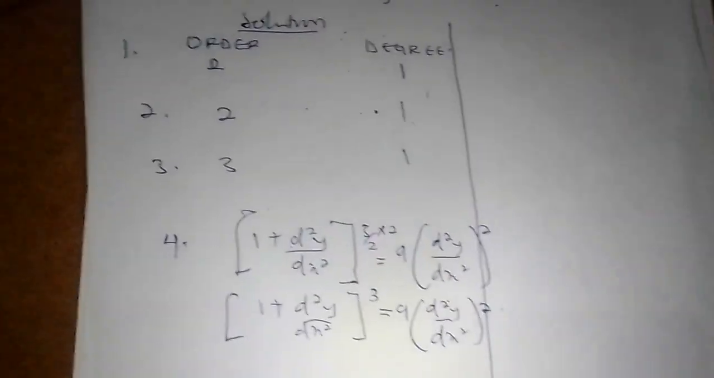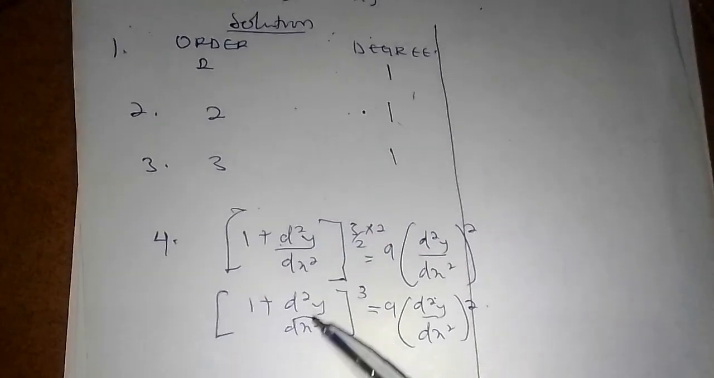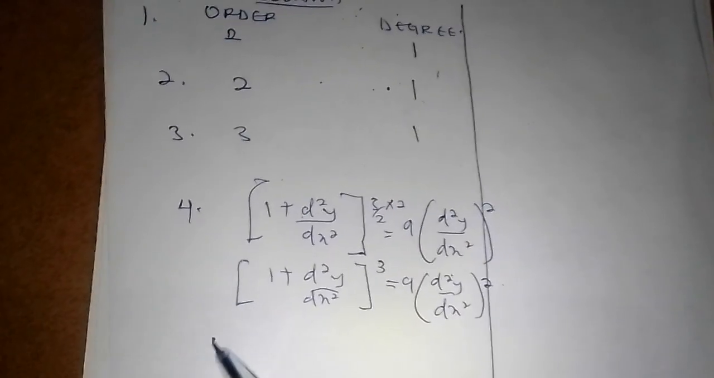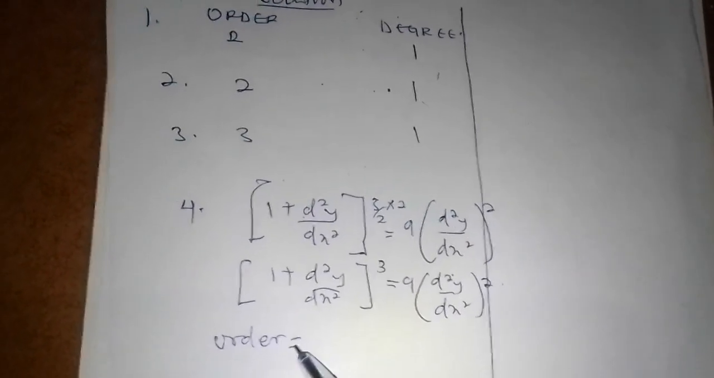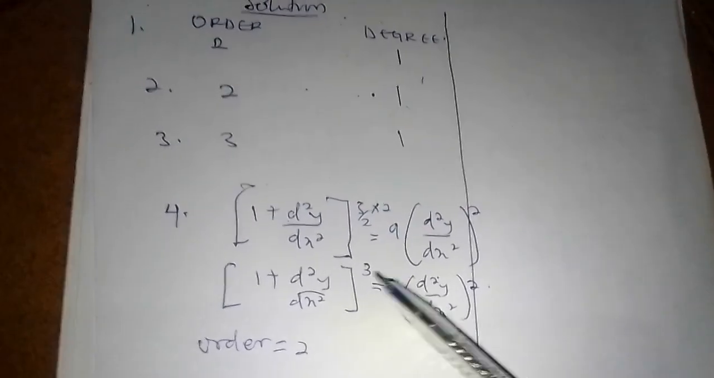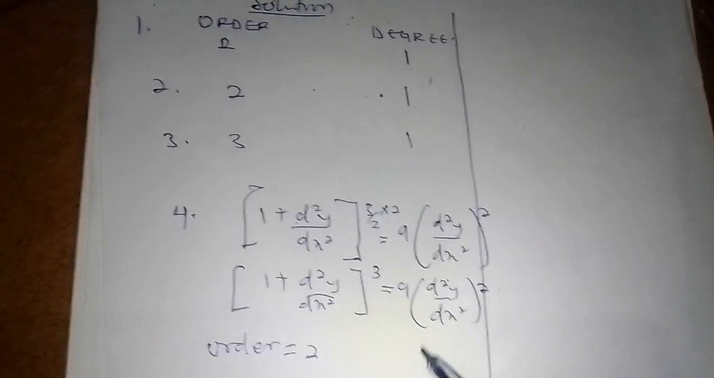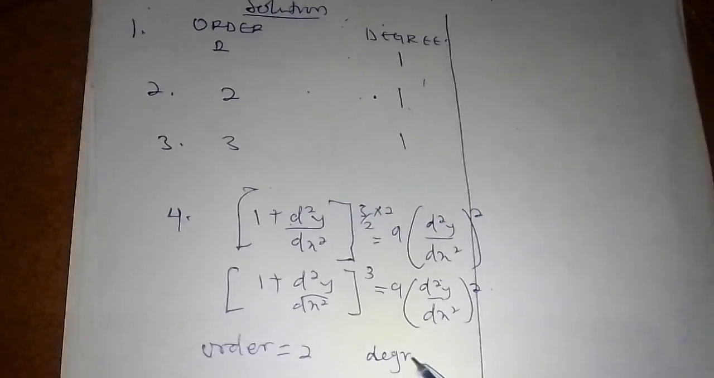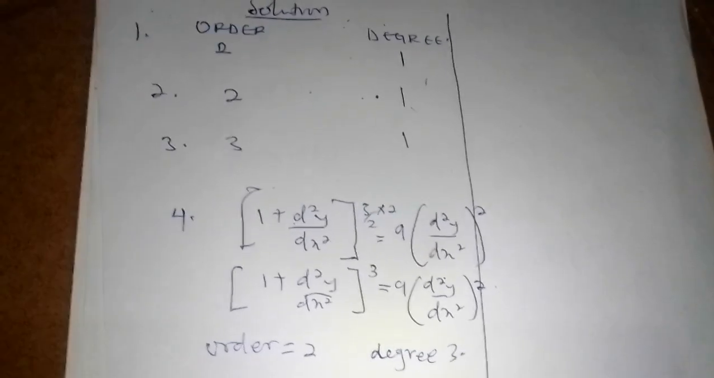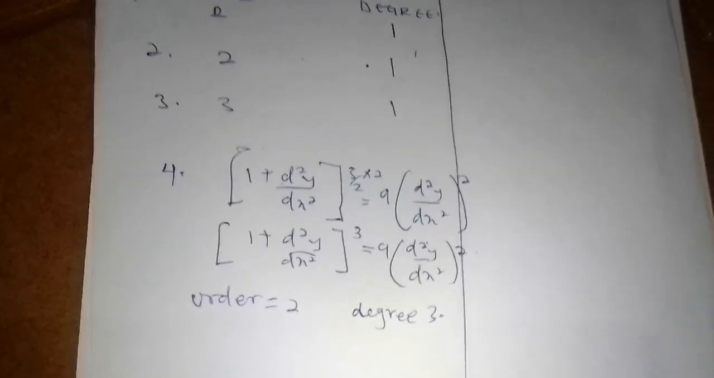So we can see that the highest derivative you have here is d²y. Therefore, the order is equal to 2. Then what's the highest power to be raised? You can see that upon expanding this, you get the cube of this expression. Therefore, the degree is equal to 3. Without simplifying this, you can't find the degree because it wouldn't be in polynomial form.